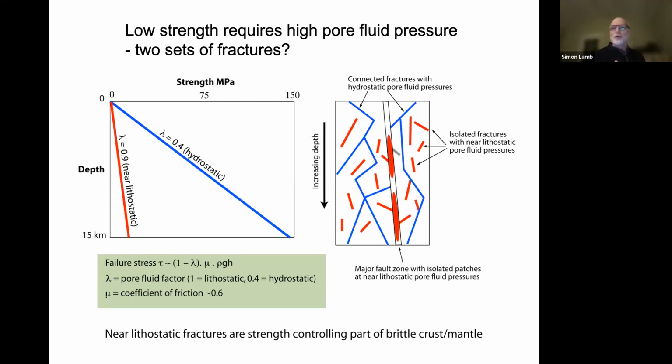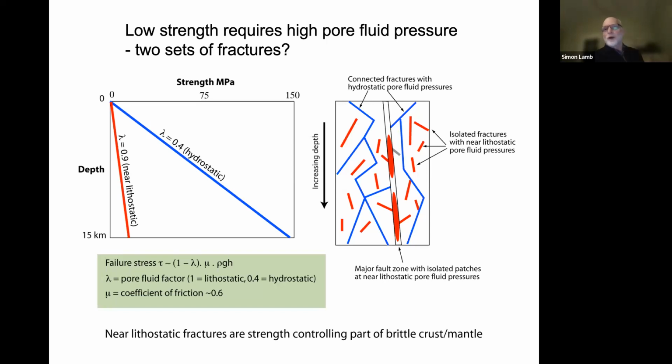So how do you reconcile these two things? When you drill, it looks like it's hydrostatic, and yet when you look at the bulk behavior of the system, it looks like it's near lithostatic. Well, one suggestion that I have is that there might be two systems of fractures. You have a connected system of fractures, which is hydrostatic, and that's very, very strong. Funnily enough, those fractures are making the crust strong.